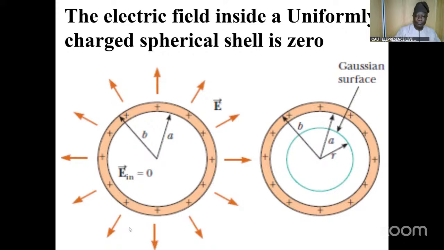Now, the electric field inside a uniformly charged spherical shell is 0. That's another key point, and it will be illustrated by the diagram below. The electric field inside a uniformly charged spherical shell is 0. Now, if you look at the diagram, A is not the same thing as B. What is the difference?